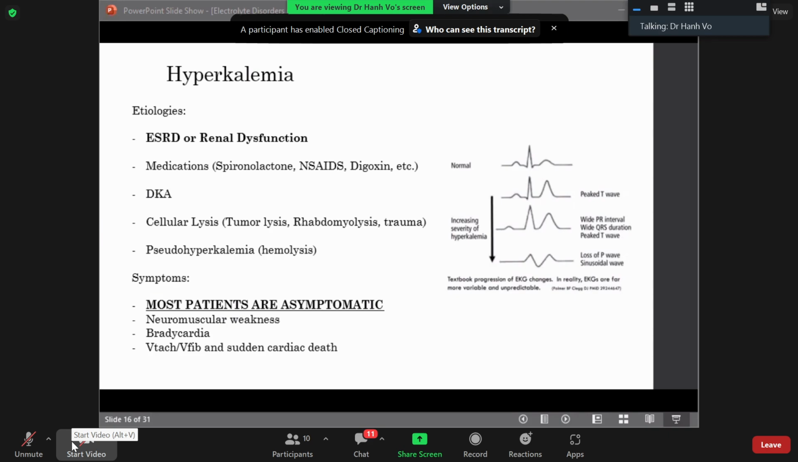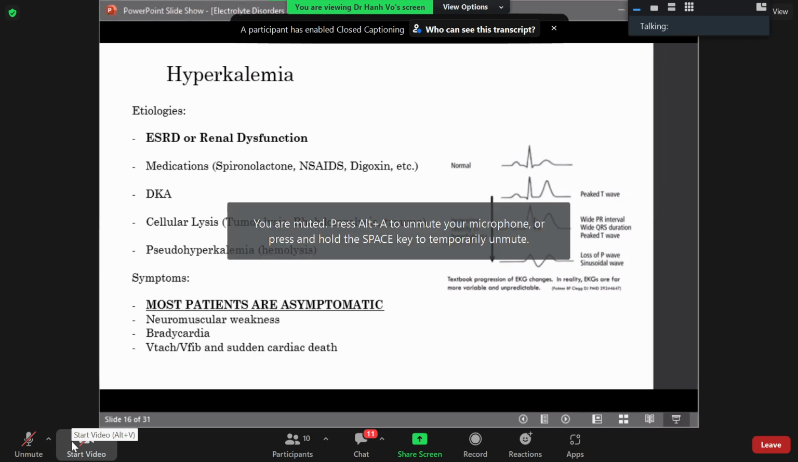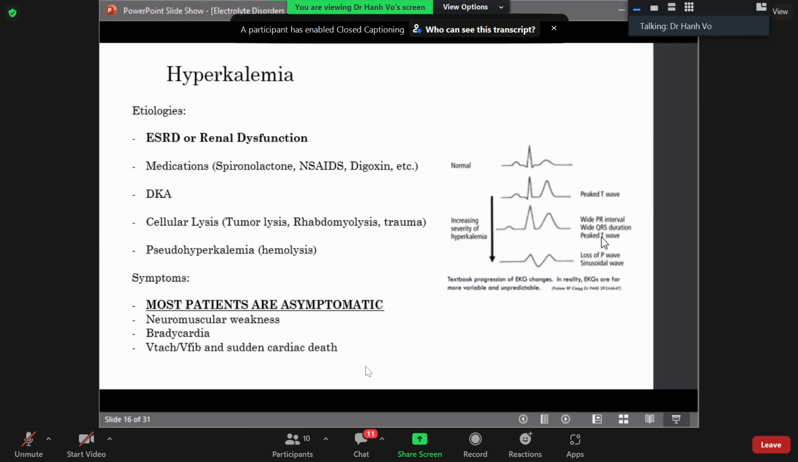Hyperkalemia is often asymptomatic, but it can cause palpitations, muscle weakness, and arrhythmia. And the EKG can change with the big T wave or widened PR interval, and widened QRS duration.